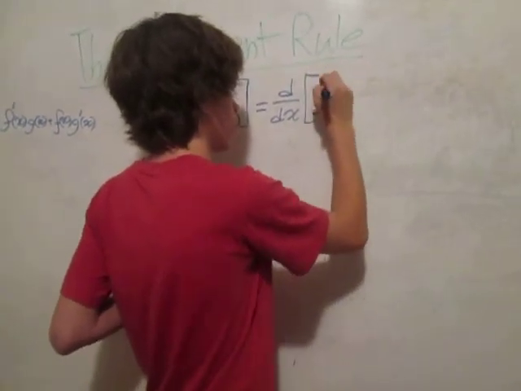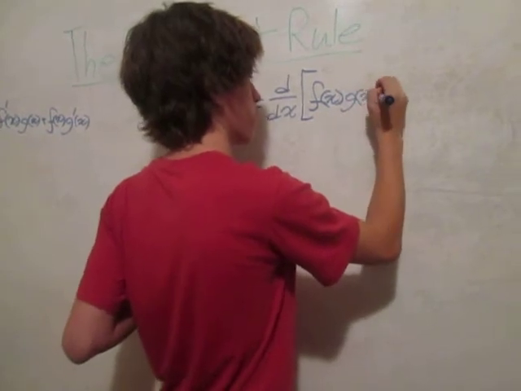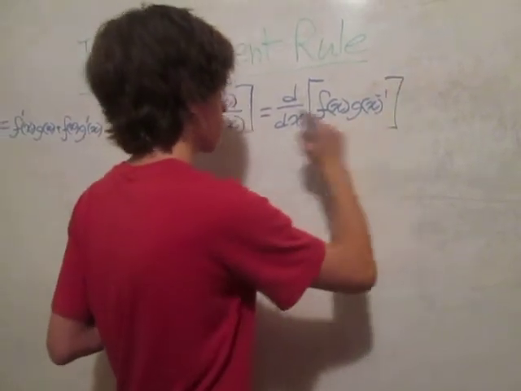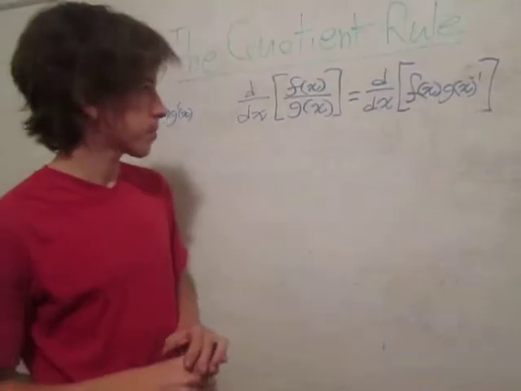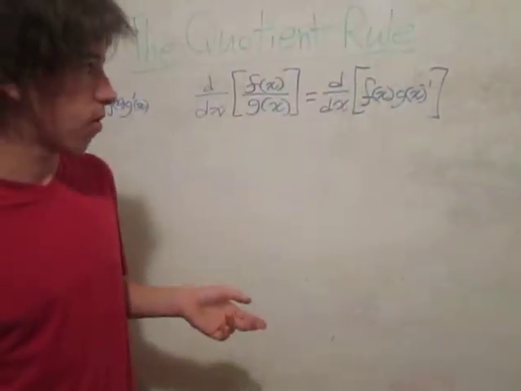of f of x times g of x to the negative first, right? That's what's putting it down there. And this can be worked out using the product rule.